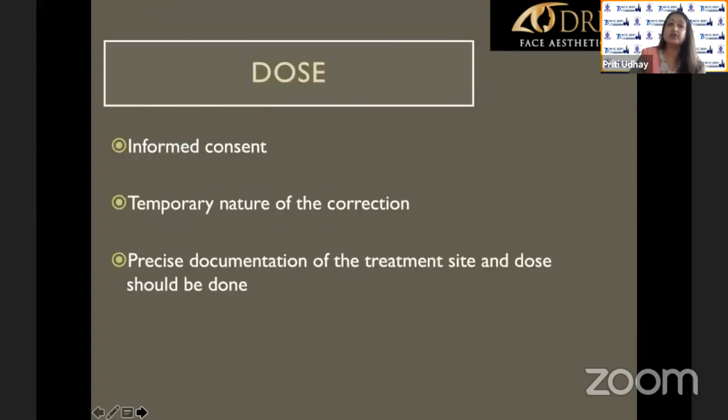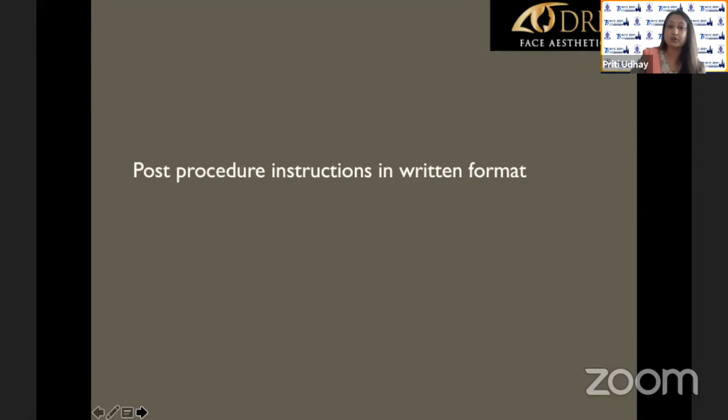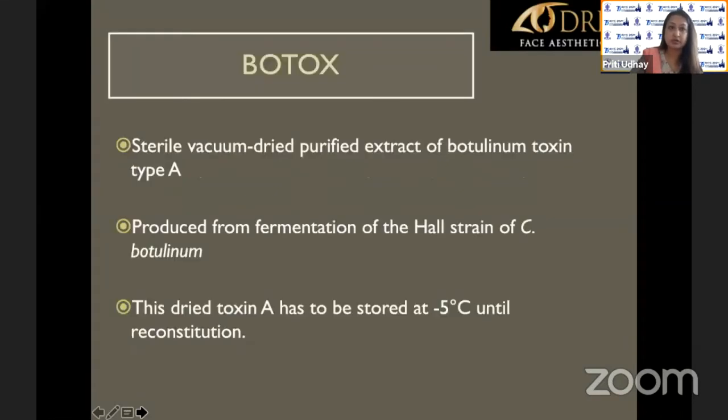Always make sure that you give the smallest possible dose and maximize the time interval between the doses. Don't try to give the next dose within 3 months, because then you have a higher possibility of immunogenicity. Make sure you have an informed consent. You have to tell the patient the temporary nature of the correction, and also keep precise documentation, how many points you want to give, how much you want to give before the procedure. I like to give the patient post-procedure instructions in a written format so that there is no confusion.